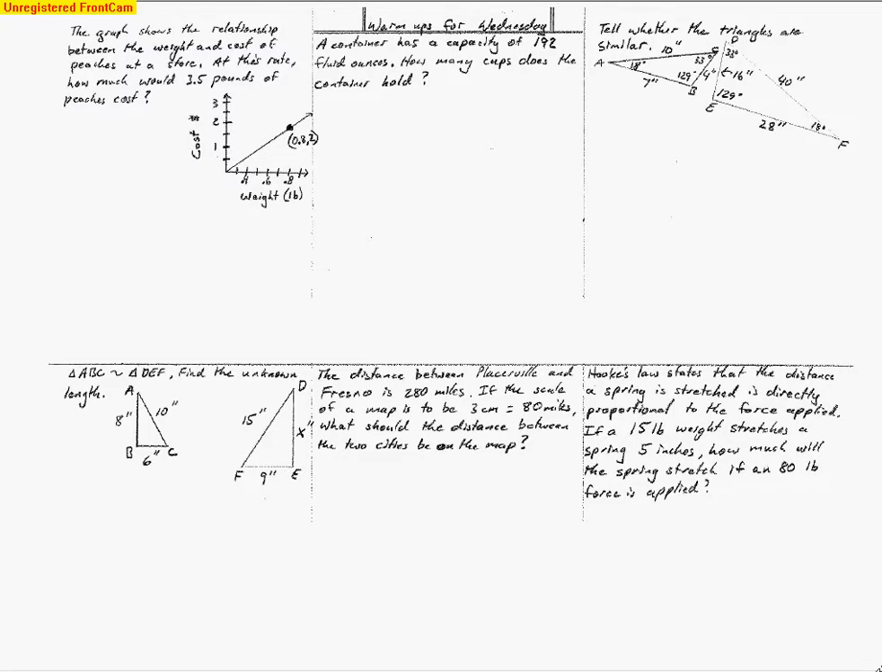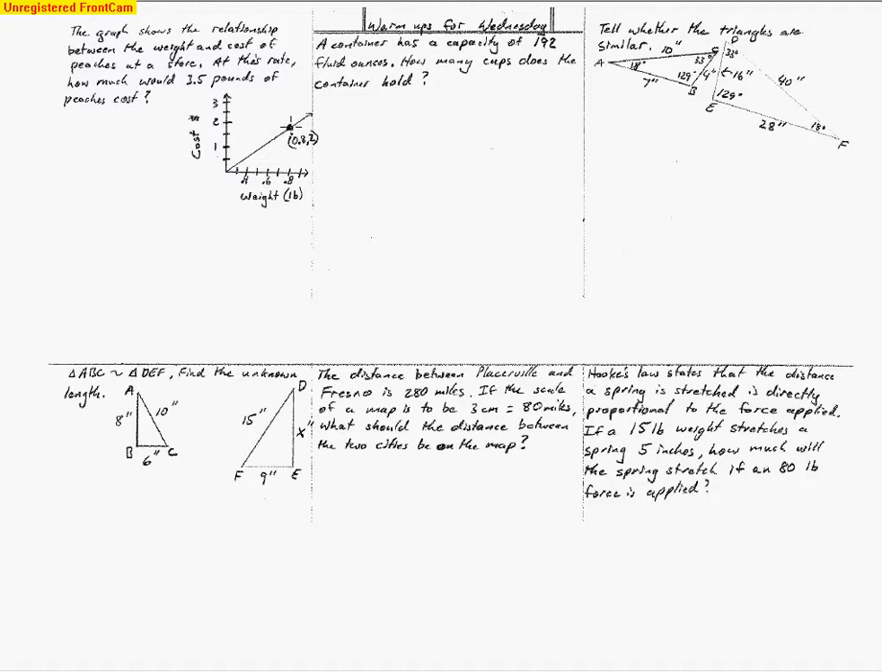These are the warm-ups for Wednesday, day 74. So again, our first problem is asking us to find out, at the rate that they're giving in the graph, how much 3.5 pounds of peaches would end up costing. So let's take a look at what the graph is telling us. It says the graph shows the relationship between the weight and the cost. Notice cost is on the y-axis, weight is on the x-axis.